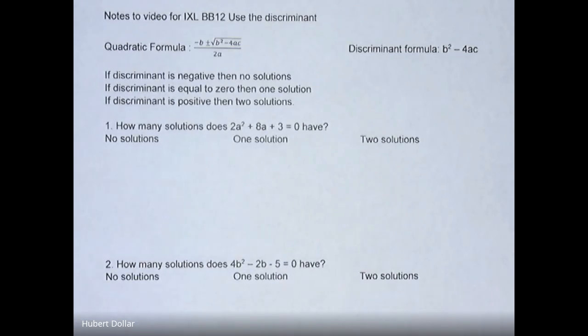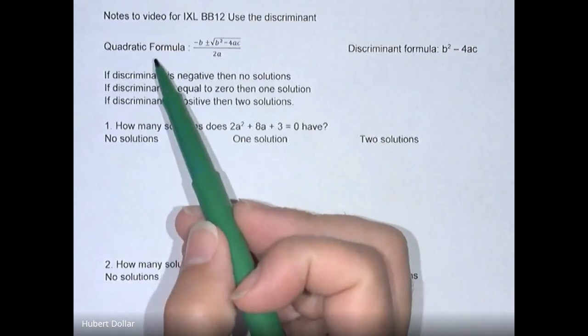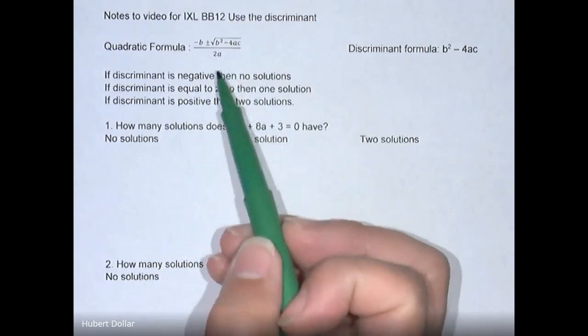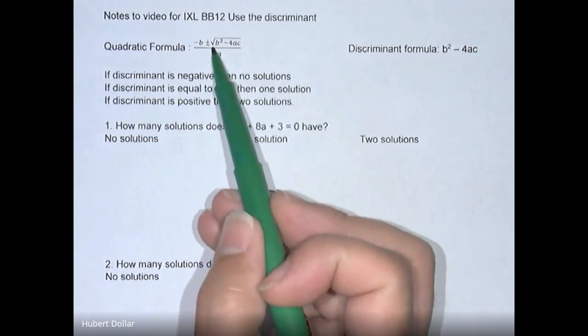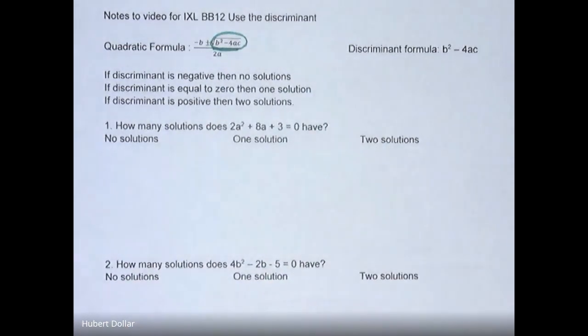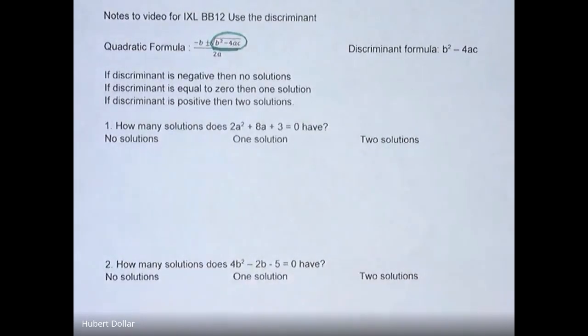This video is intended to teach you how to use a discriminant to decide how many solutions a quadratic equation has. So, first of all, if you remember from the previous lesson, the quadratic formula is negative b plus or minus the square root of b squared minus 4ac divided by 2a. The discriminant is the part of the formula that is underneath the square root, which is b squared minus 4ac. It is called the discriminant because it determines, or discriminates, how many solutions you have.